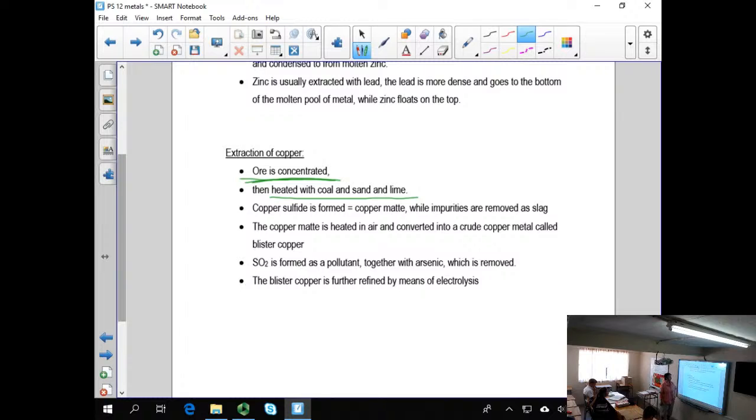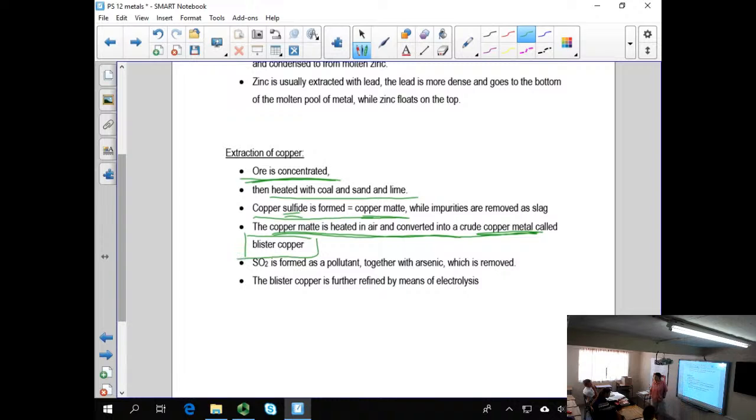We find that during this heating process, we get the production of copper sulfide. And this is the copper mat. The impurities form a layer of slag that is removed just as any of the others. Then this copper mat has to be heated in air so that the copper sulfide is converted to a crude copper metal, and we call that blister copper.